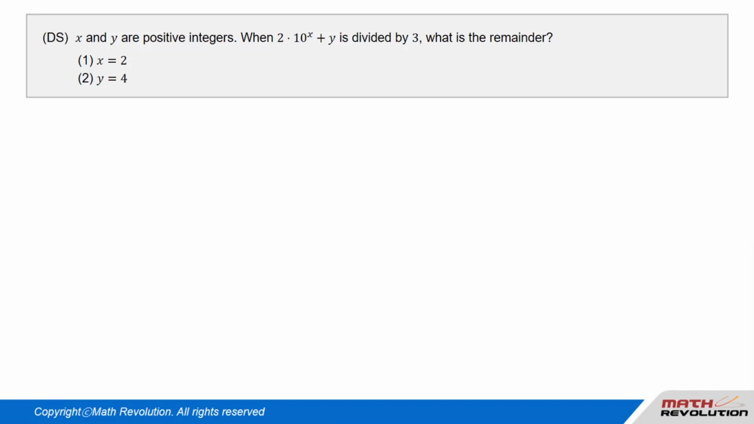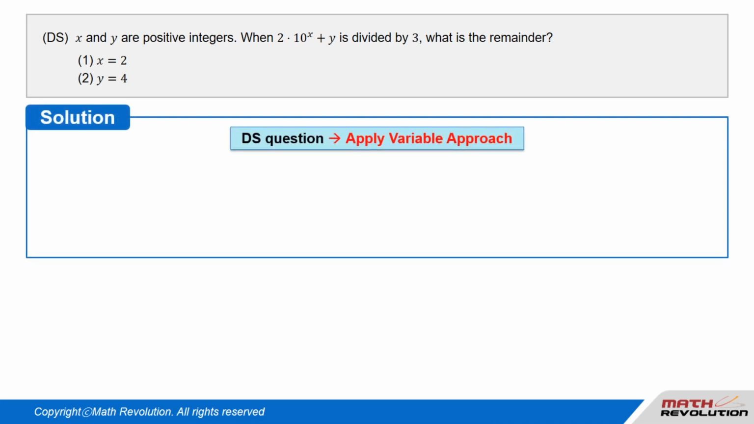Question. DS. x and y are positive integers. When 2 times 10 to the power of x plus y is divided by 3, what is the remainder? Condition 1, x equals 2. Condition 2, y equals 4.